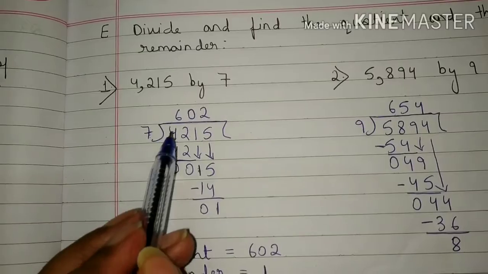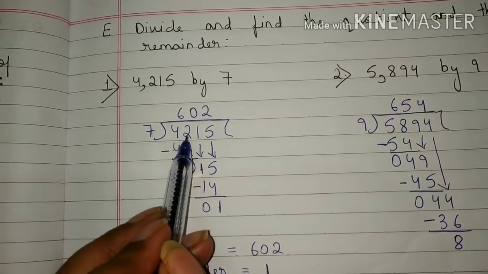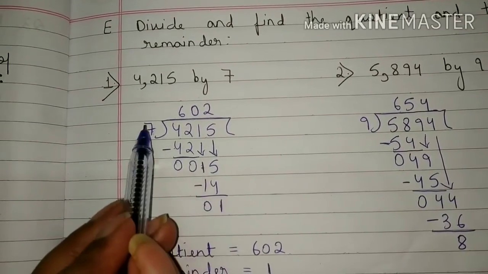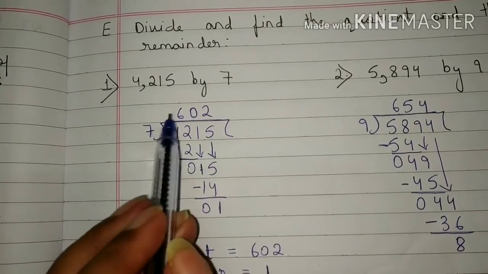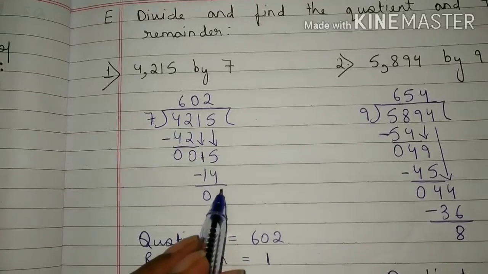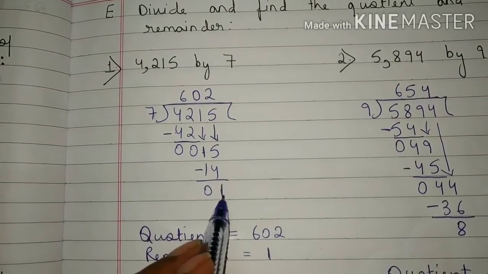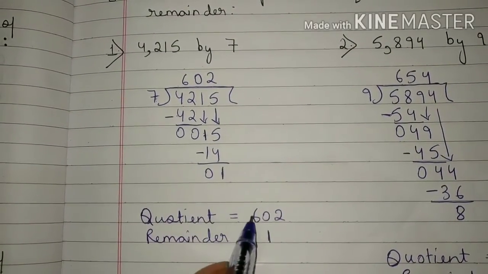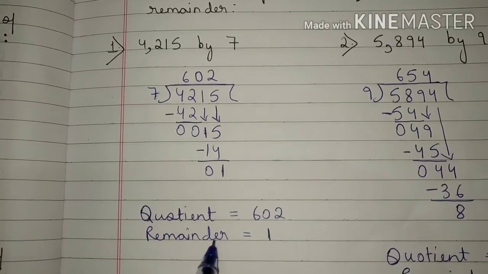Students, 4215 divided by 7 will give 602 as quotient and 1 as remainder. Quotient is 602, remainder is 1.